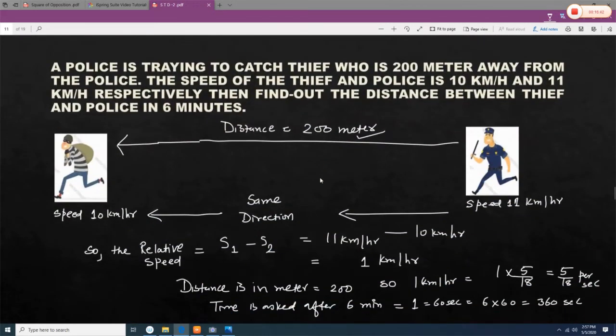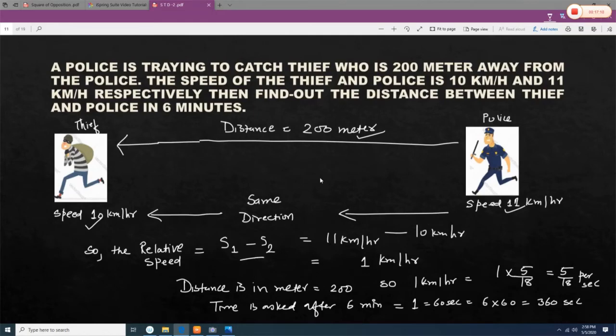A police is trying to catch the thief who is 200 meters away from the police. So this is a thief and this is a police. Now the thief is 200 meters away from the police. And the speed of the thief is 10 kilometers per hour and the speed of the police is 11 kilometers per hour. Now they are running for 6 minutes. After 6 minutes, what is the difference between them?